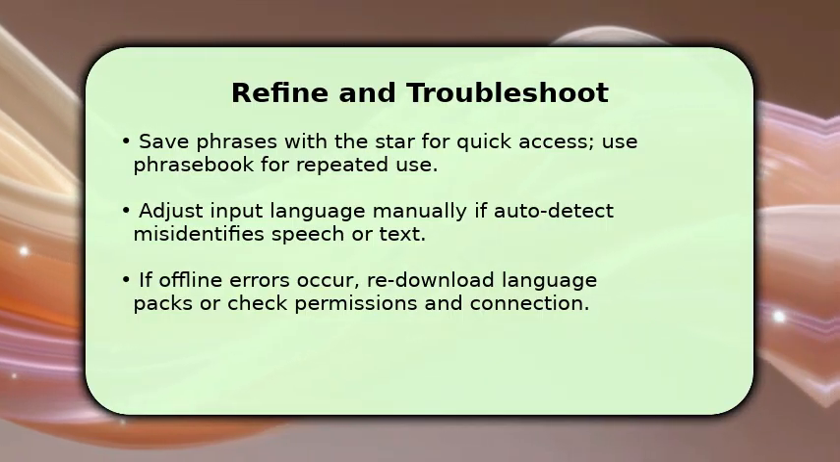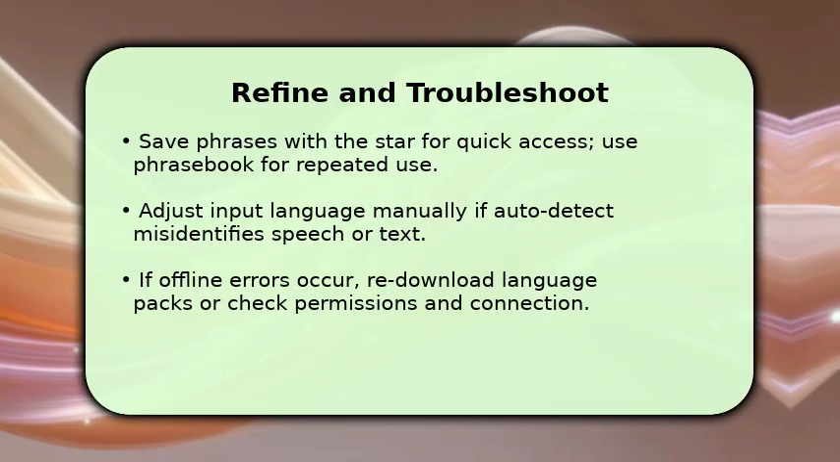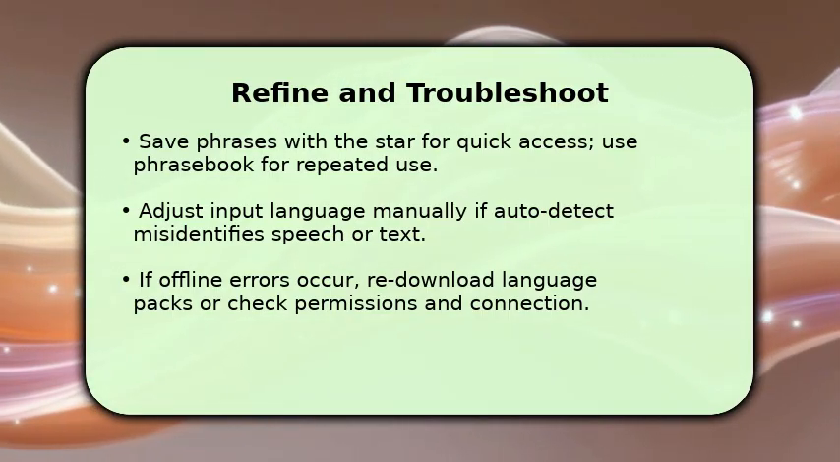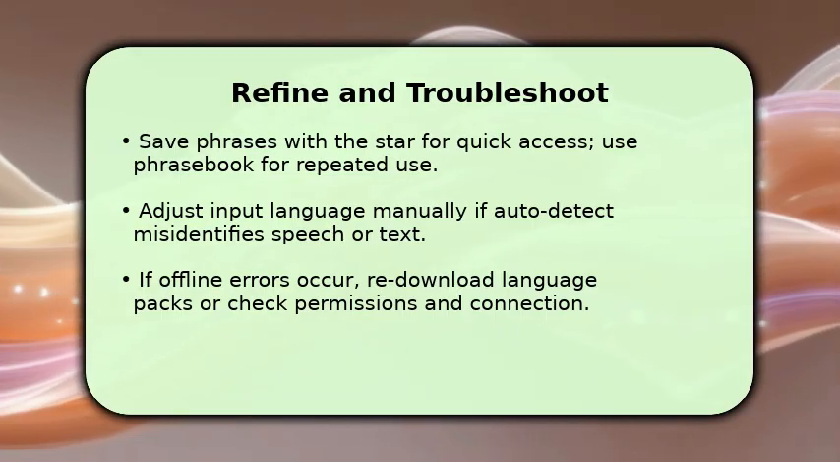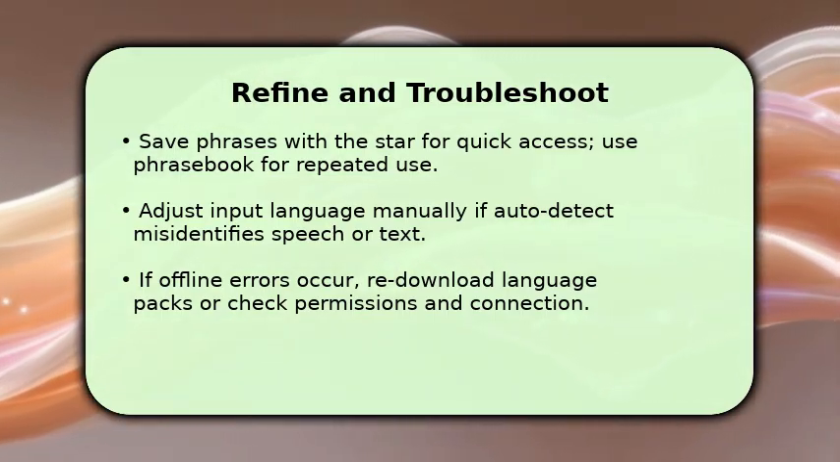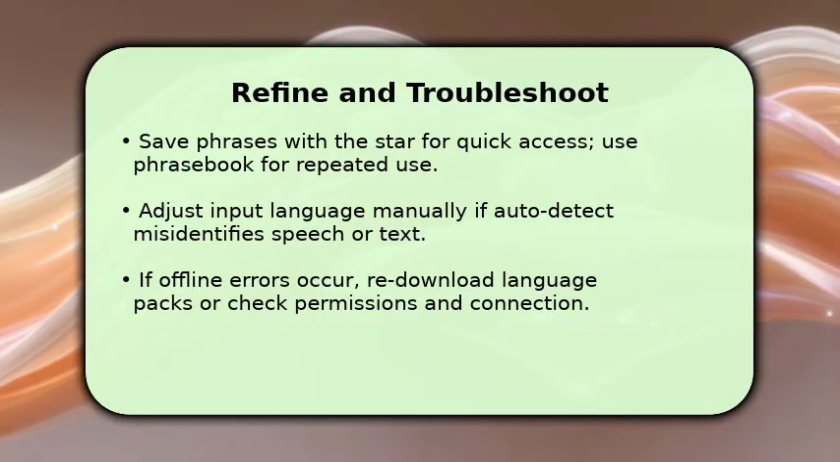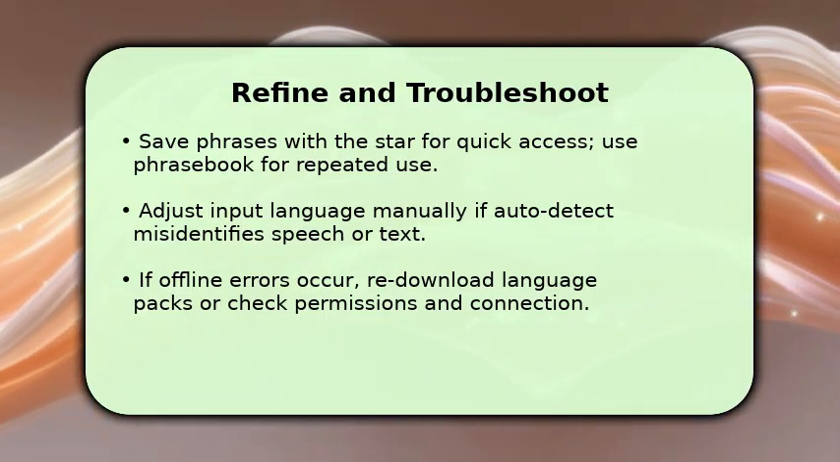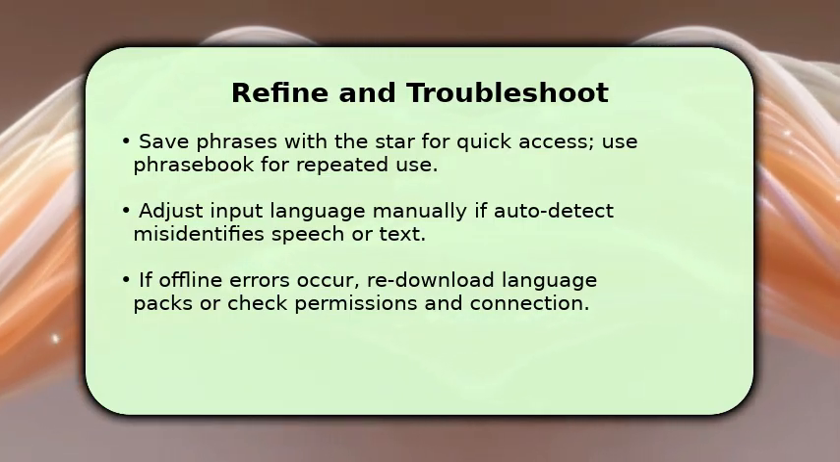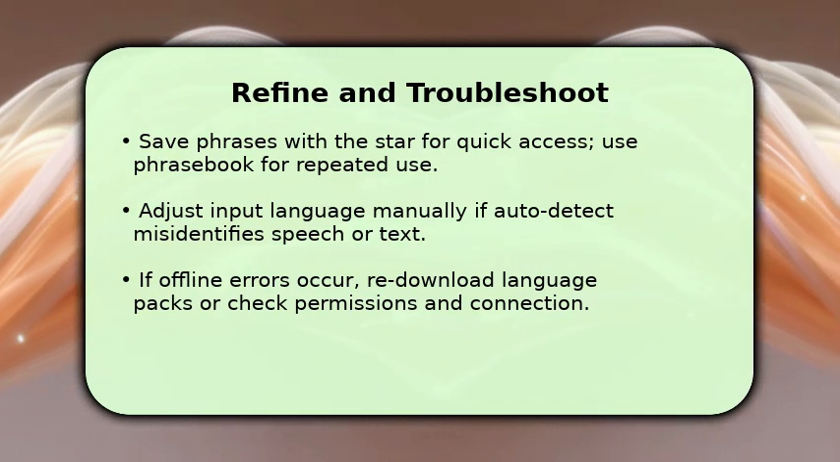If the app auto-detects the wrong language, switch the source language manually before retrying. This improves accuracy. If translations fail, check permissions, re-download offline packs, or toggle airplane mode off and on to refresh connectivity. As a key troubleshooting tip, clear cache or reinstall the app if persistent crashes occur. This often resolves corrupt data while preserving your account settings.